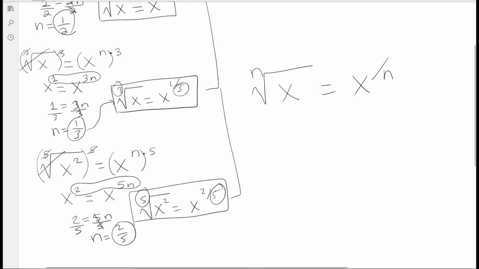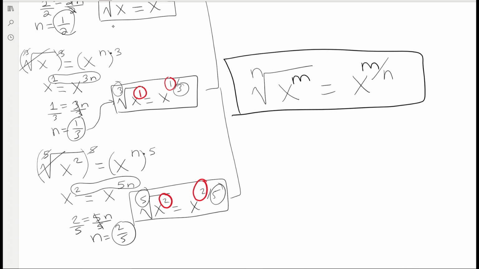Now, if I look at this example, I know that if I have a power of 2, that means I'm going to have a numerator of 2 in the power. Or if I have an invisible power of 1, that's going to show up as a 1 in the numerator. So if I have raised to the m power, well, then I know that this has to be m. So this is my final result. So this is how I can convert a radical into a fractional or rational exponent.